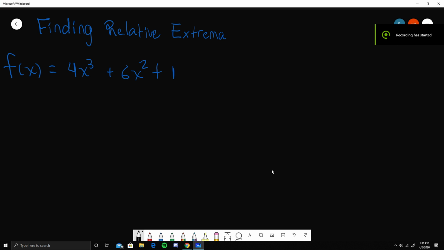When finding relative extrema, in terms of a relative maximum or relative minimum, the first step is to take the first derivative of the function given to you. Sometimes they might try to trick you and give you the first derivative already, so you need to be very, very careful.